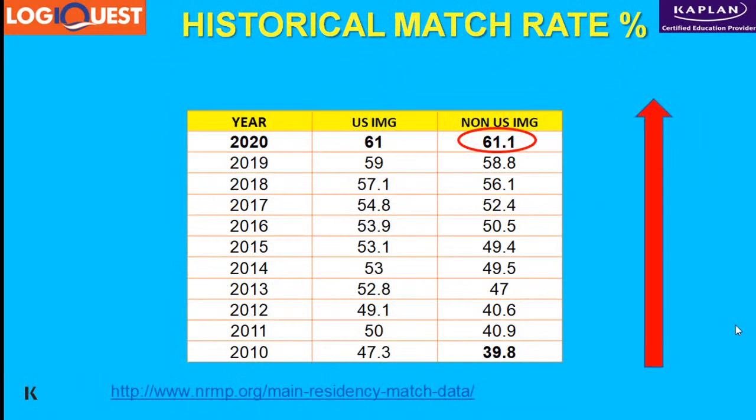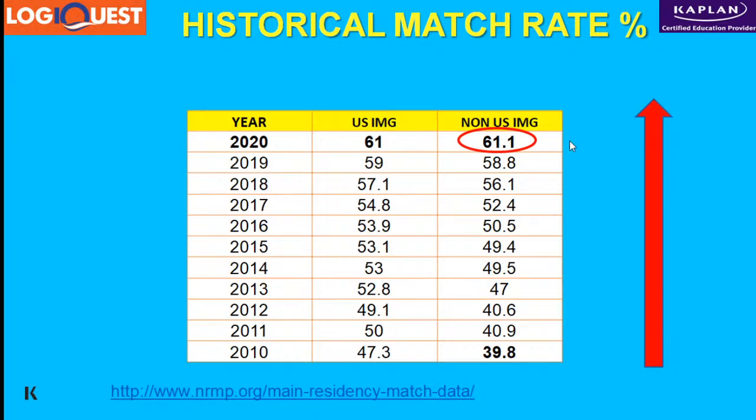And I can also tell you the historical data for the last 10 years. See, 10 years back in 2010, for the non-US IMGs, it was way low. It was almost 39.8%, right? Slowly and steadily it has grown, and as of now it is almost 61.1%. Whereas the US IMGs, if you see, it has dipped, because 10 years back there was a huge gap between the US IMGs and the non-US IMGs. But now US IMGs are at 61%, whereas the non-US IMGs are 61.1%, which is more than the US IMGs.